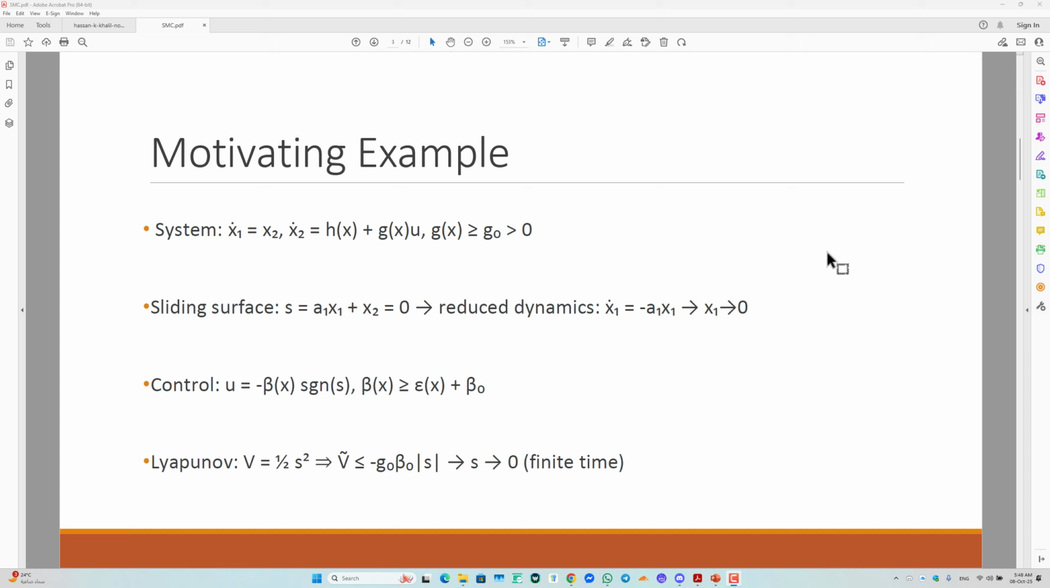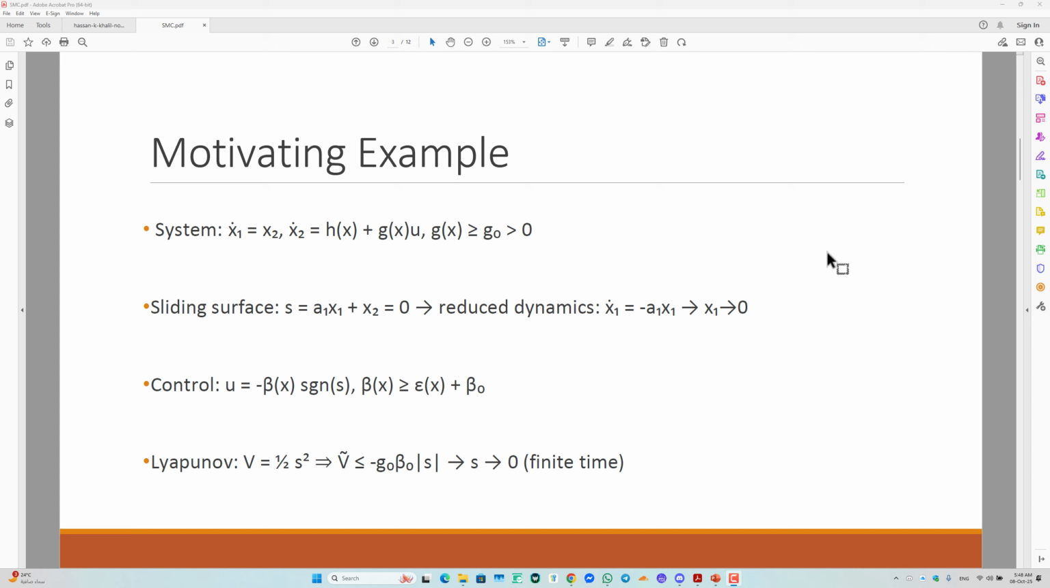Let's have a look at this motivating example. Let's consider a second order nonlinear system: x1 dot equals x2, x2 dot equals h of x plus g of x multiplied by u, where g of x is greater than or equal to g naught, which is greater than 0.